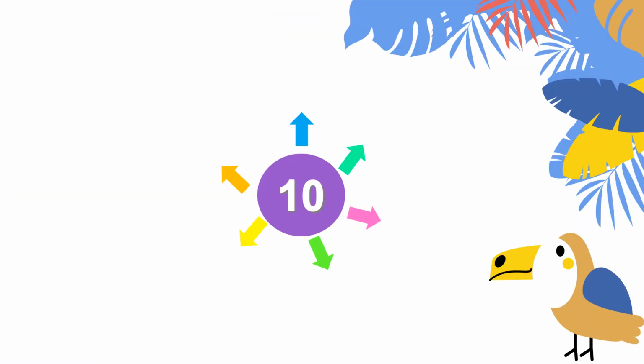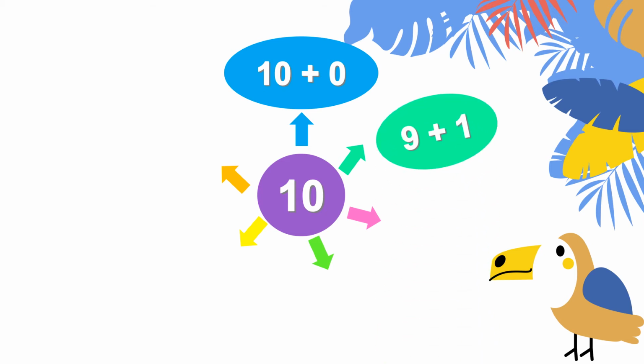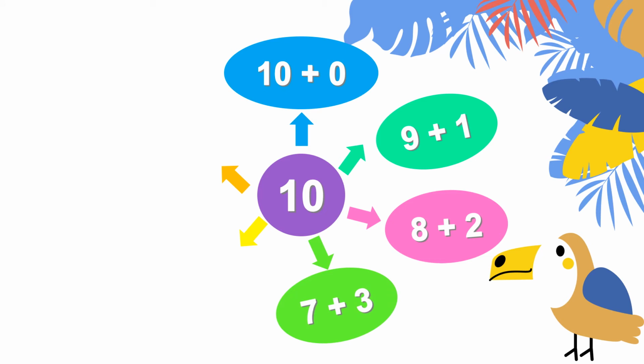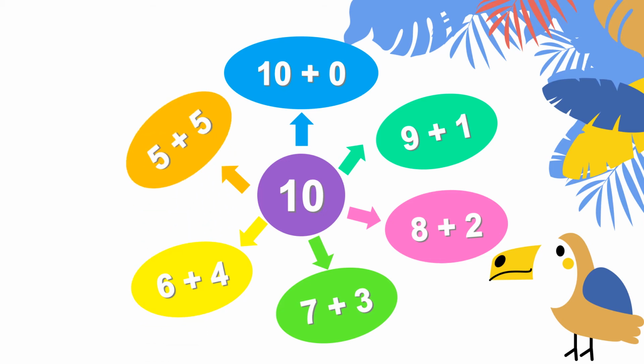So the components of number 10 are 10 plus 0. 0 is nothing, so 10 plus 0 equals 10. 9 plus 1 equals 10. 8 plus 2 equals 10. 7 plus 3 equals 10. 6 plus 4 equals 10. Then 5 plus 5 equals 10. All of them are components of number 10.